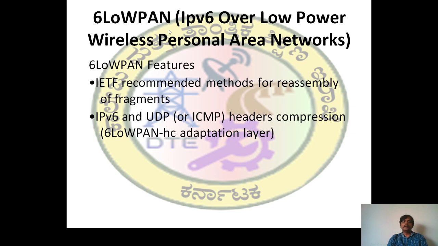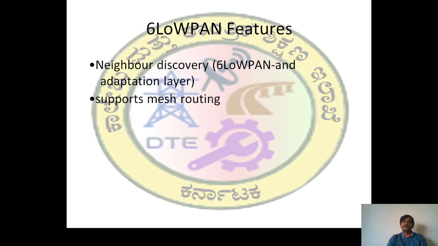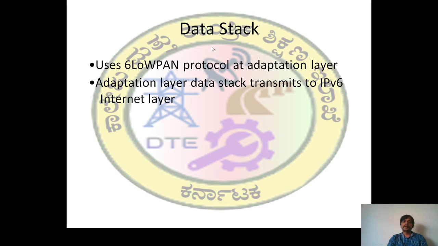Now coming to 6LoWPAN, IP version 6 over low power wireless personal area networks. The features are IETF recommended methods for reassembly of fragmentations, and IP version 6 and UDP or ICMP header compression, and it has the capability of neighbor discovery, and it also supports mesh routing. The data stack uses the 6LoWPAN protocol at the adaptation layer. The adaptation layer data stack transmits to the IP version 6 internet layer.